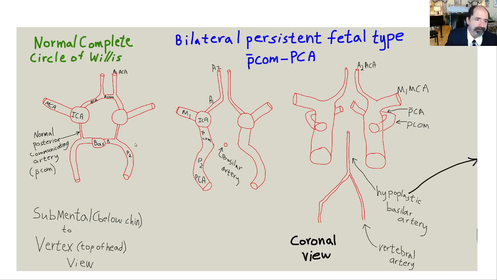Okay, here we're going to be talking about the basilar artery. So the basilar artery is at the base of the skull. That's why it's called basilar artery. And this view is a side view, going from beneath your chin, called the mentum, to the top of your head, called the vertex. So sub-mental-vertex view. It's just flattening of the arteries at the base of the brain called the circle of Willis.